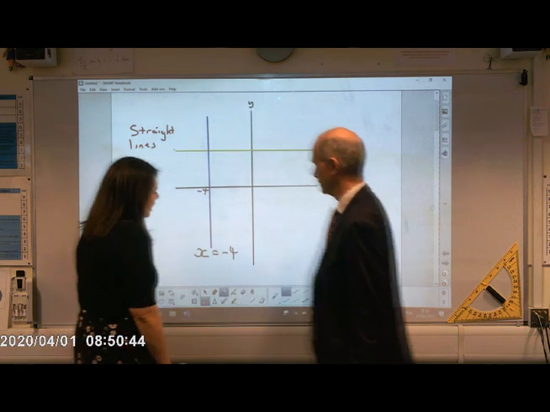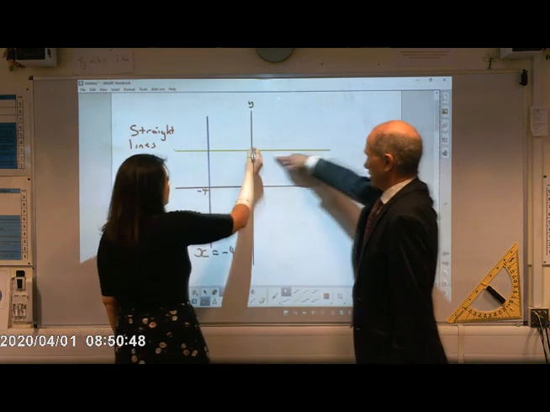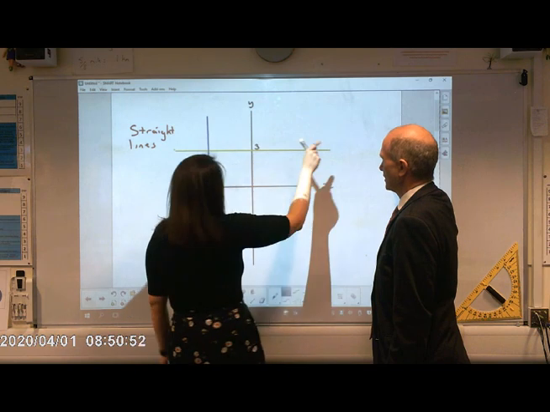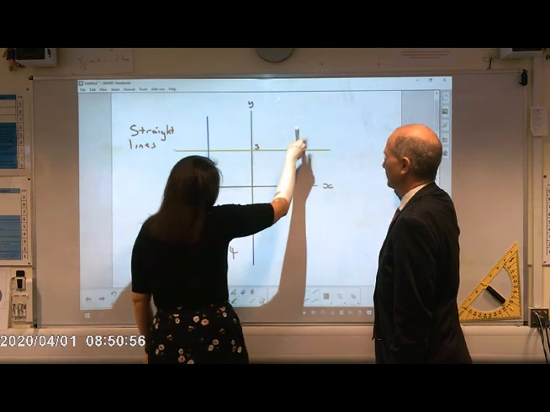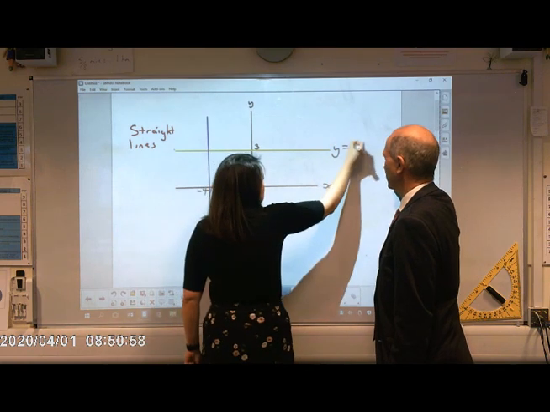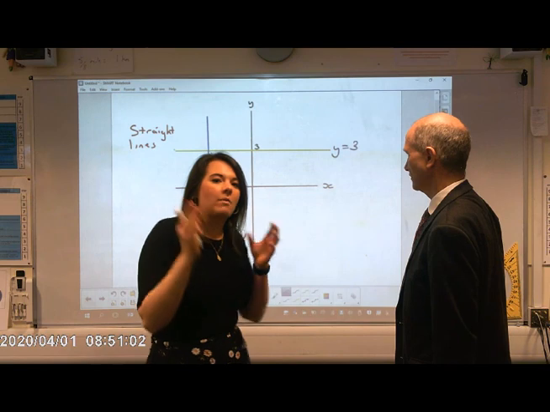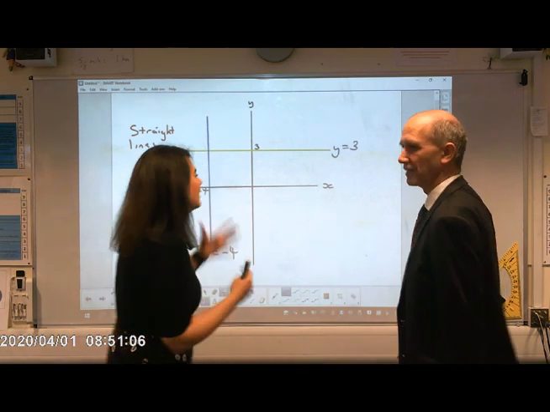is -4. And then we've got our other line here, and we're going to say that this one hits about 3. So y equals 3. Because it's going through the y-axis at 3, all of these points would be (1, 3), (2, 3), (3, 3), (4, 3). So y equals 3. These are your easy straight lines. If you see that one, you know it's either going to be x equals or y equals, and that's easy.